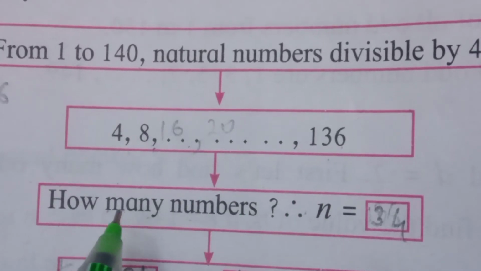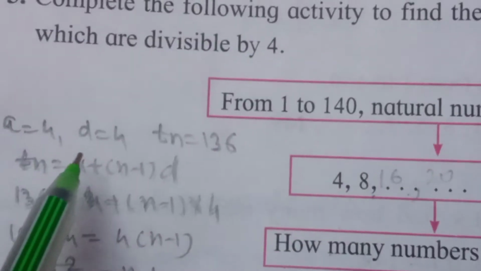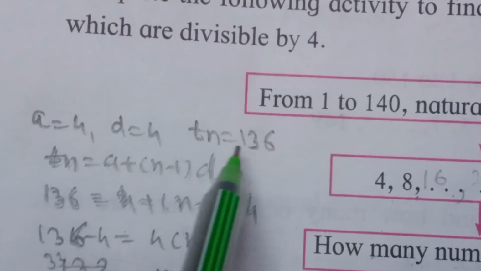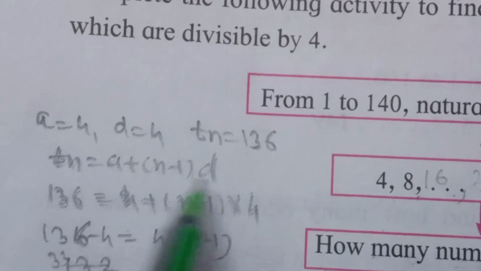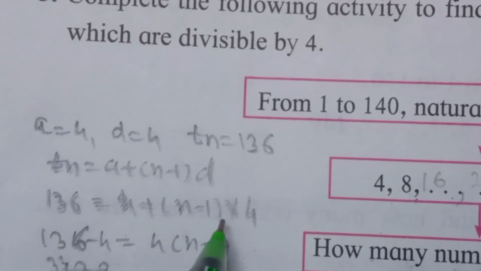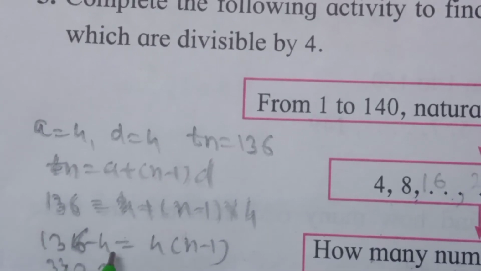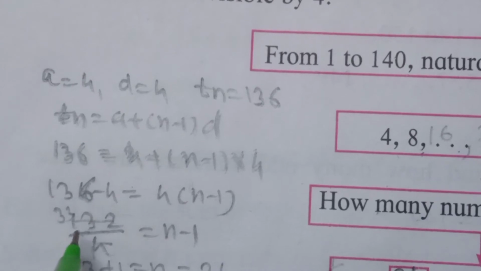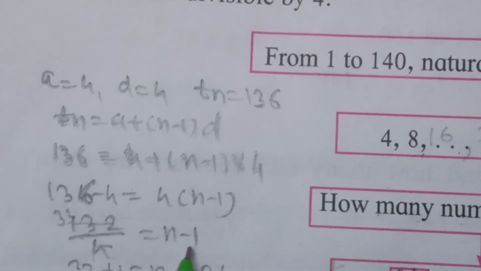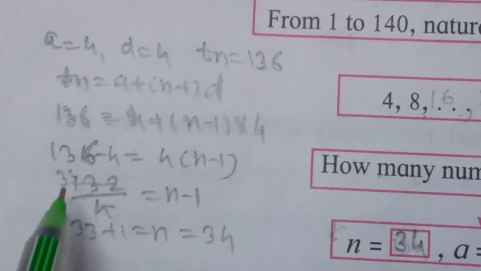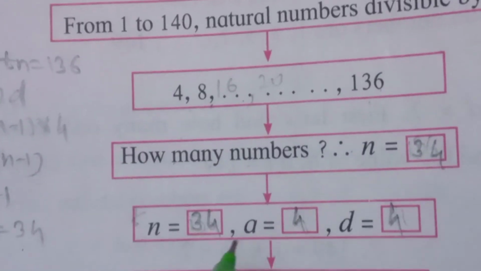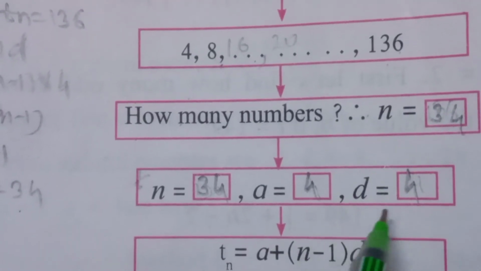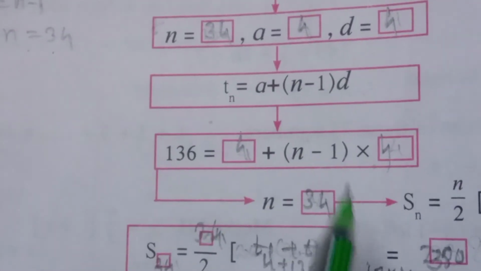So we calculate n. In this formula, a is equal to 4, d is equal to 4, Tn equal to 136. So Tn equals a plus (n minus 1) into d. 136 equal to 4 plus (n minus 1) into 4. 136 minus 4 equal to 4 into (n minus 1). So 132 upon 4 equal to n minus 1. Here is 33, plus 1 is equal to n, so n is equal to 34. So n is equal to 34, a is equal to 4, d is equal to 4. We calculate in this formula and we get the value n is equal to 34.